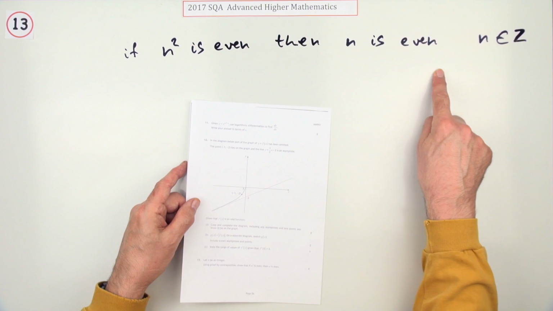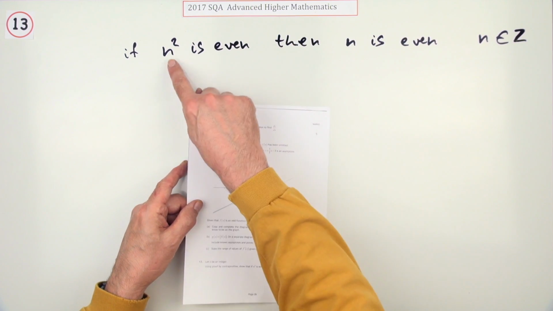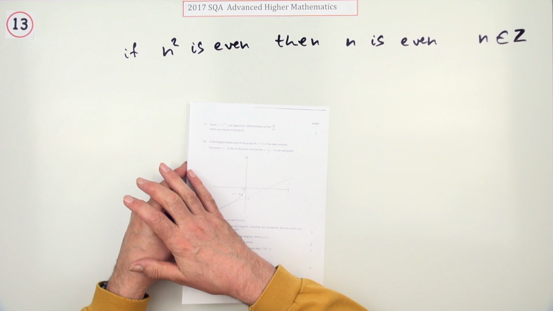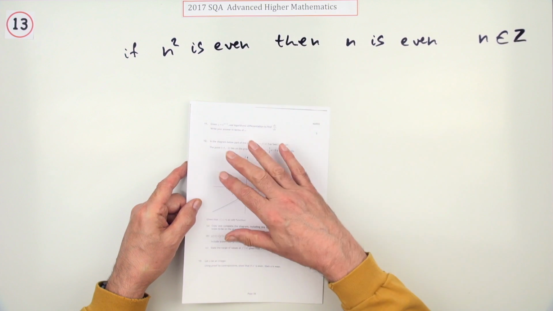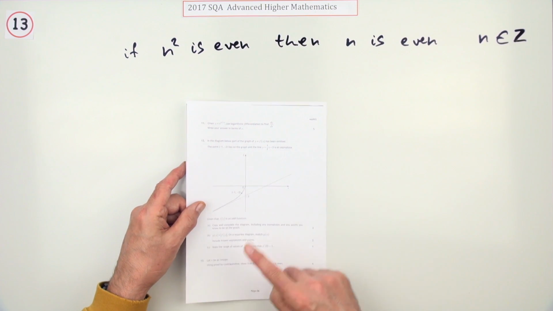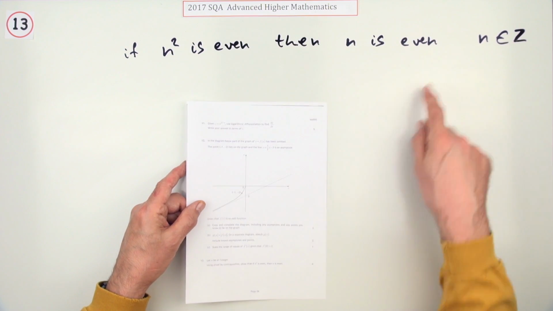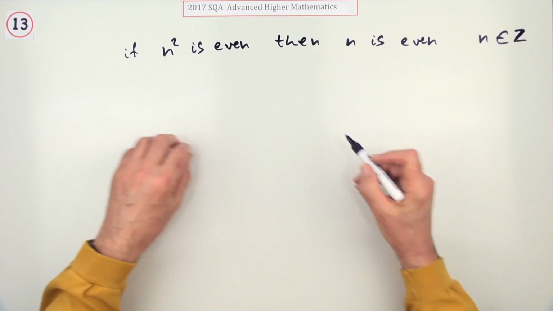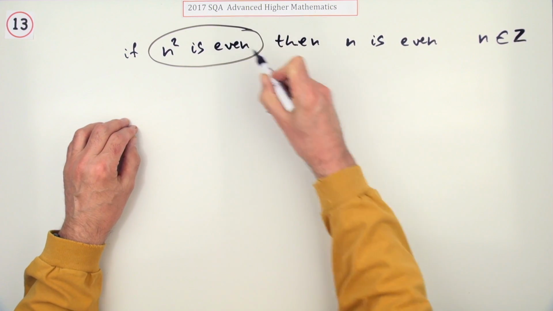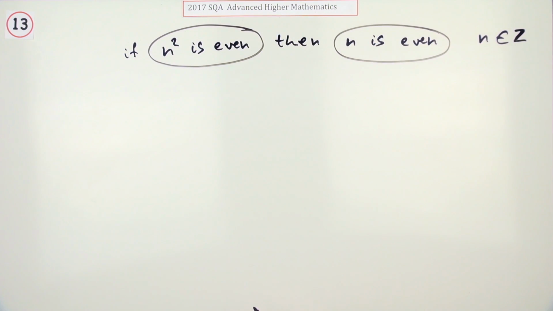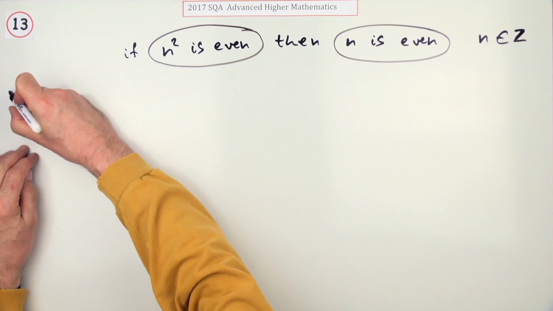It's not so straightforward to prove it directly because you'd have to express n squared as an even number, which you would then have to square root somehow. So what it's saying is use the contrapositive instead to prove this. Well, here's the original statement. It's made up of 2 parts. If, then.